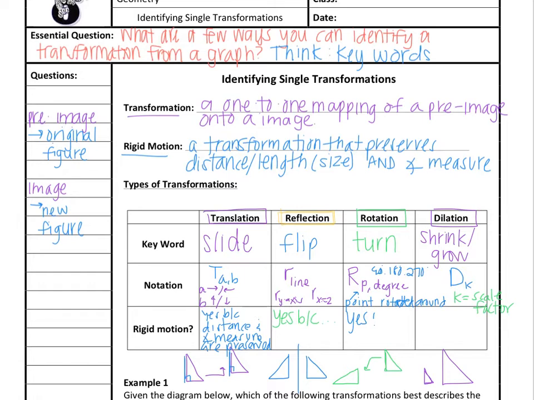And then, is this a rigid motion? Is distance and angle measure preserved? Well, it looks like angle measure is preserved. However, distance or size or length, whichever way you want to think about it, is not preserved. So no, because distance is not preserved.